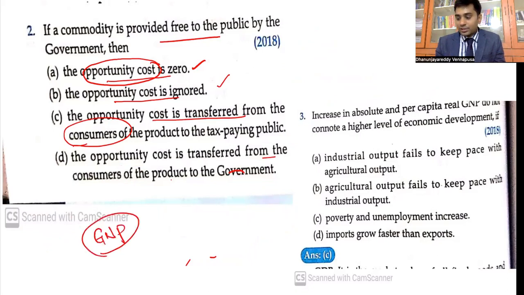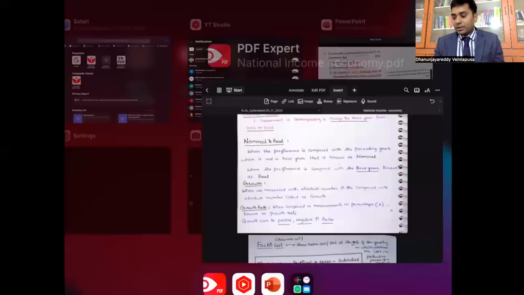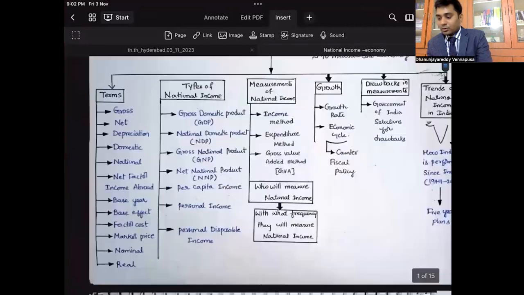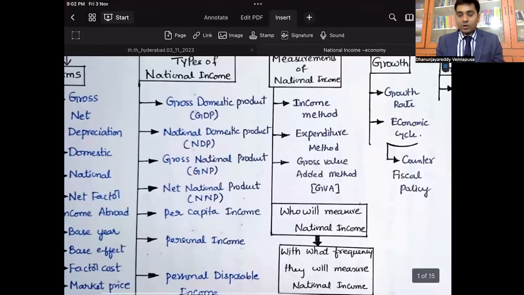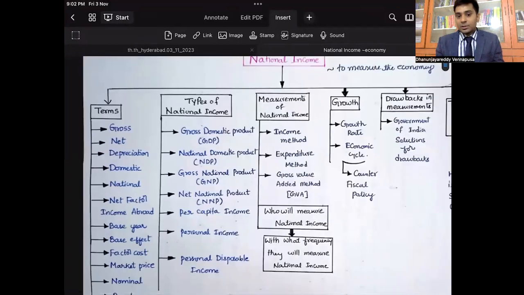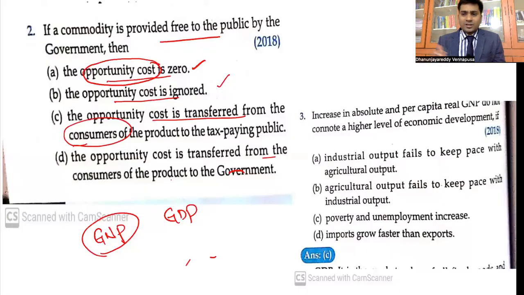Where to study? Go to my book. See what is GDP, what is GNP, what is NDP, what is NNP. Here I have given you clearly. I have given what is GDP, what is NDP, what is GNP, what is NNP. These are basics of economics. I hope you know this. Gross National Product is the income that is earned by all the nationals of the country. Nationals means the citizens of the country, whether you are residing in your country or whether you are residing abroad. That is, NRIs also are covered under this. So that is a basic.